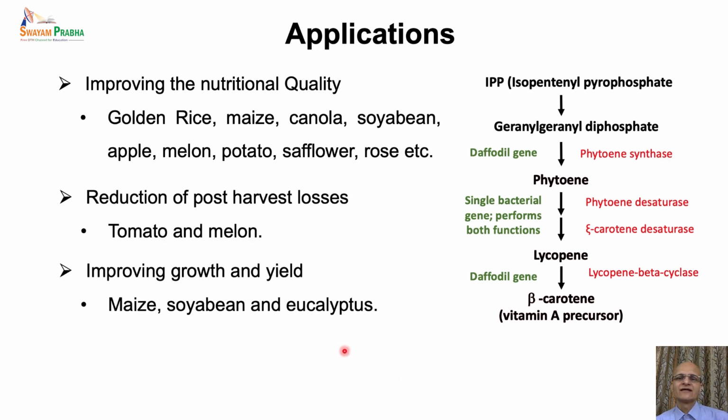Similarly, other traits like the reduction in post-harvest losses or improving the growth and yield of the crops have been introduced through genetic engineering in several plants. In fact, the Flavr Savr tomatoes were the first transgenic crops that were licensed for human consumption. These engineered tomatoes had improved shelf life by staying firm and ripe for a longer period of time. Similarly, genetically engineered cultivars have been developed for maize, soybean, or eucalyptus, where the transgene expression results in increased growth or better photosynthetic efficiency, resulting in overall yield gains.